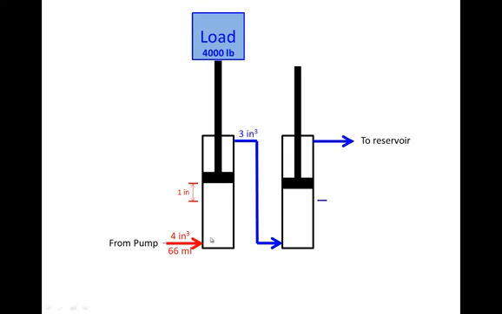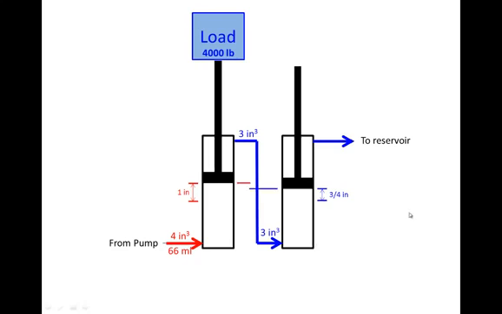Notice 4 cubic inches of fluid went in and only 3 cubic inches went out, which means 3 cubic inches of fluid go into this cylinder. And 3 cubic inches on this 4 square inch area would result in this one moving only 3/4 of an inch. So notice 4 cubic inches went in here to cause 1 inch of motion, and only 3 cubic inches of fluid went in here to cause 3/4 of an inch of motion.